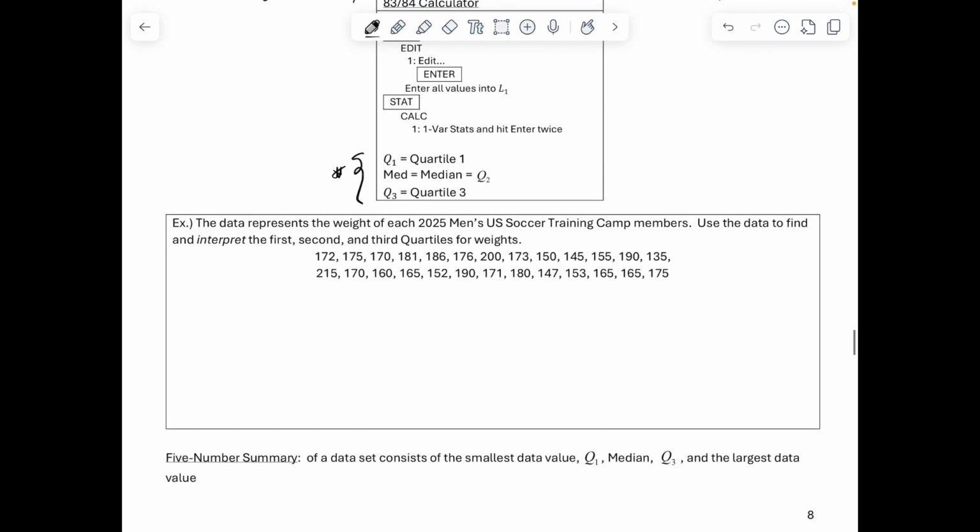The example right below says the data represents the weights of each of the 2025 men's U.S. soccer training camp members. Use the data to find and interpret the first, second, and third quartiles for the weights. And so we need to find Q1, Q2, which is the same thing as our median, and also Q3 on our graphing calculator. And then we also need to make sure that we interpret, and interpret just means to discuss and talk about. So the first thing that we need to do is put all of our numbers into L1 and run 1-Var Stats.